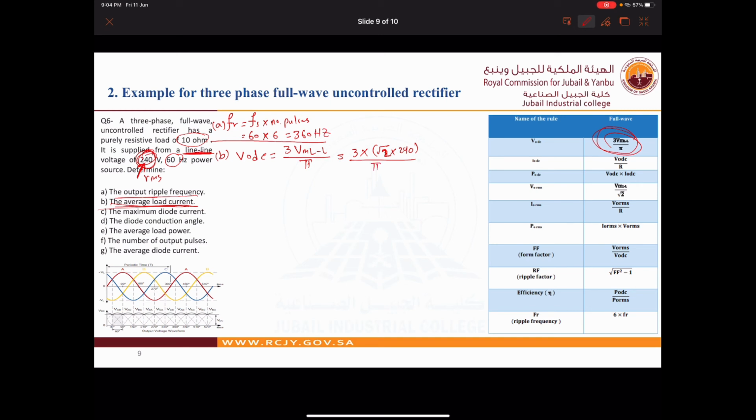So the answer is... I'm not sure about the answer, but I think it is 314 or 324. I'm not sure. Okay, fault. Now check this answer, Isha. Check this answer. Okay? Maybe 324.